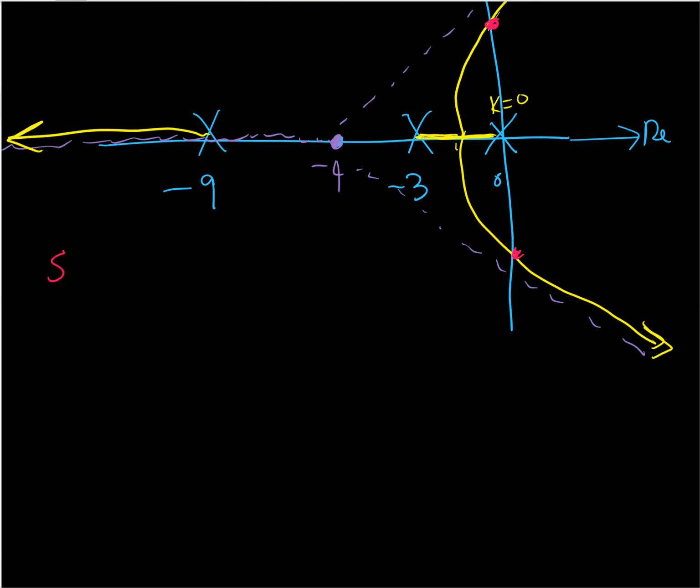So if we take our characteristic equation, which is s cubed plus 12s squared plus 27s plus k equals 0. So to get that, I had to take our 1 plus GH equal to 0. Okay.